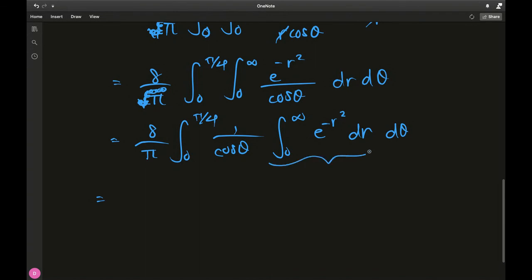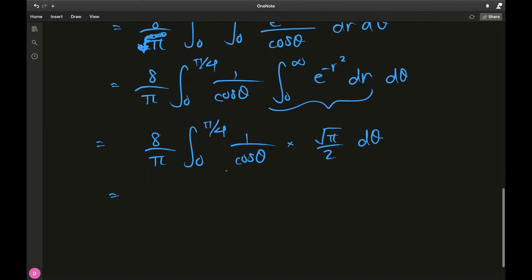So this inside integral is actually the Gaussian integral. I have made an entire playlist on that. So please don't tell me I didn't tell you why the Gaussian integral was equal to square root of pi over 2. Please don't say that afterwards.